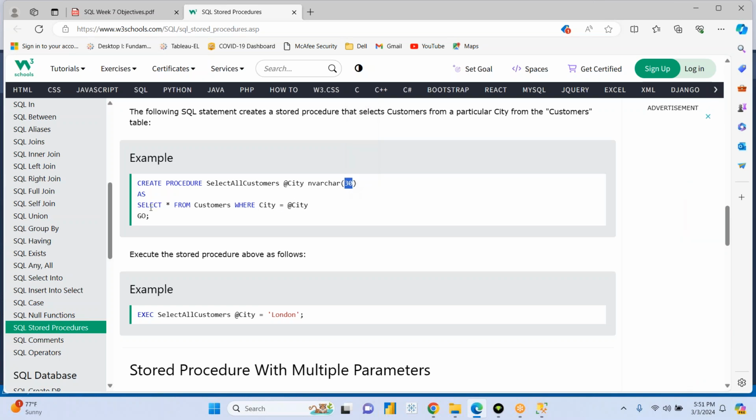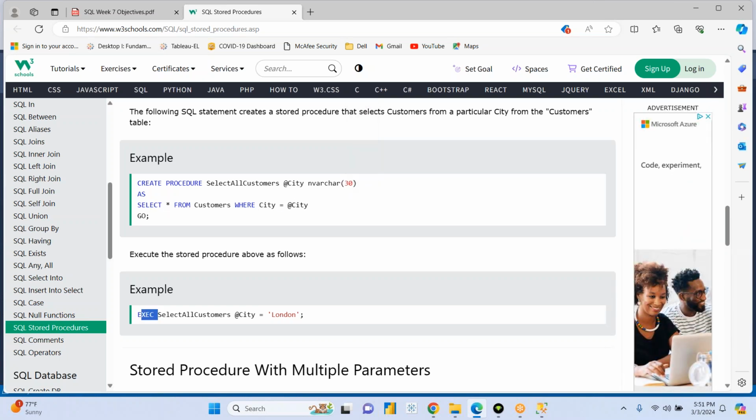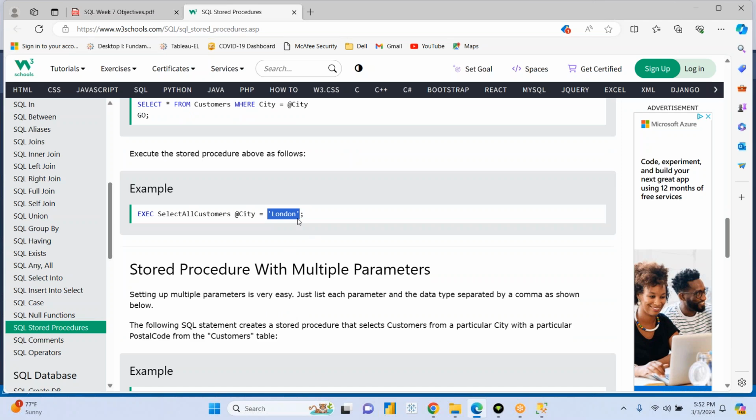Right. And always remember exec or execute, specify the name of the stored procedure. You can just type the value, or you can put the parameter equal to the value. Right. So if you do exec, select all customers and you just put London. This is a string, right? As you understand why we have that string environment. Right. So that's one parameter.